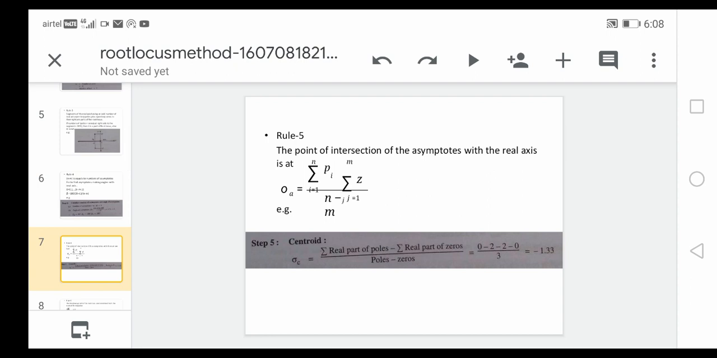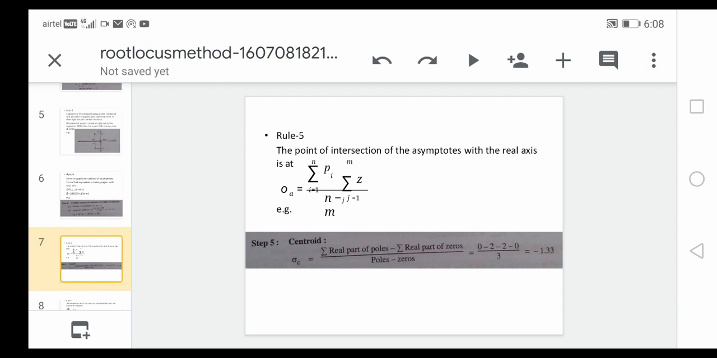And then rule 5 is that you need to find the centroid, where you are going to place this angle of asymptotes. The centroid formula is the sum of the real parts of poles minus the sum of the real parts of zeros, divided by poles minus zeros. Here we have 3 poles. You need to add the real parts of all 3 poles and the real parts of zeros. There is no zero.